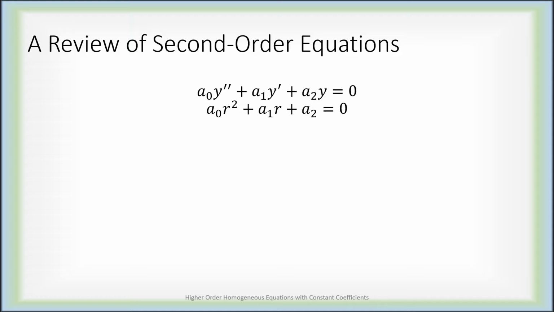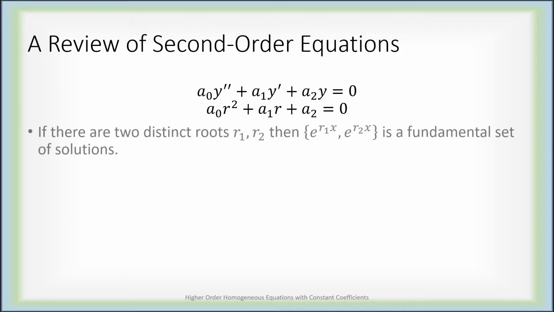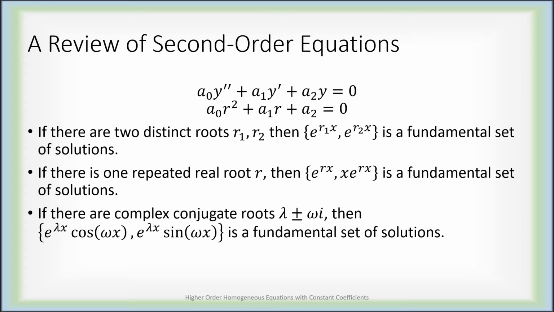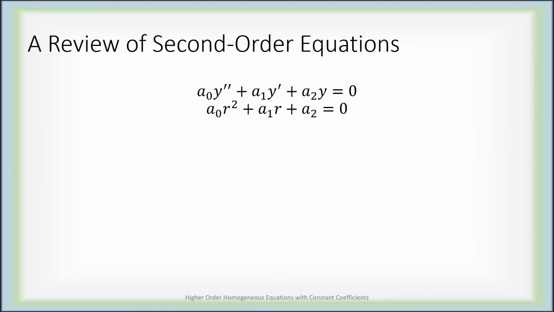So from our second order linear homogeneous constant coefficient differential equation, we make the characteristic polynomial and set it equal to 0. If there were two distinct roots, r1 and r2, then we get two exponential functions as a fundamental set of solutions. If there was one repeated real root, we got e to the rx and x e to the rx as our fundamental set of solutions. And if we found a complex conjugate pair of roots, lambda plus or minus omega i, then e to the lambda x times the cosine or sine of omega x could be taken to be a fundamental set of solutions.